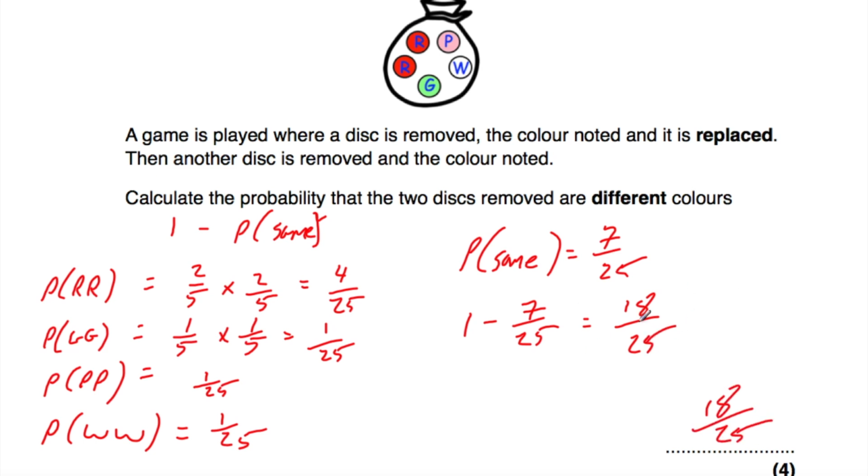And that's it, and that's how I'd approach that question, rather than doing a red and a pink, red and a white, red and a green, and so on, and doing all those. And you know, there might be the chance that I'd miss one. I think this is much easier. Find the probability that they're the same colour, and then do 1 subtract that.